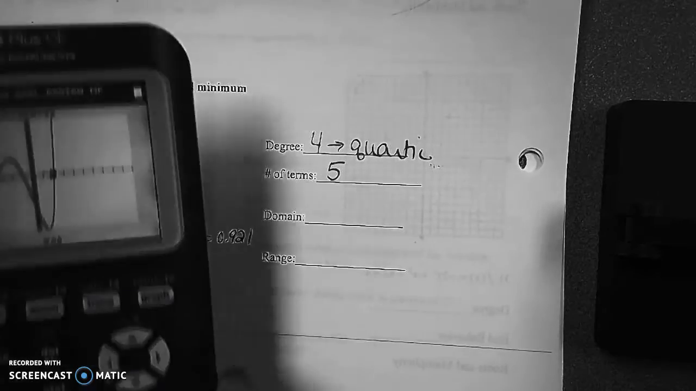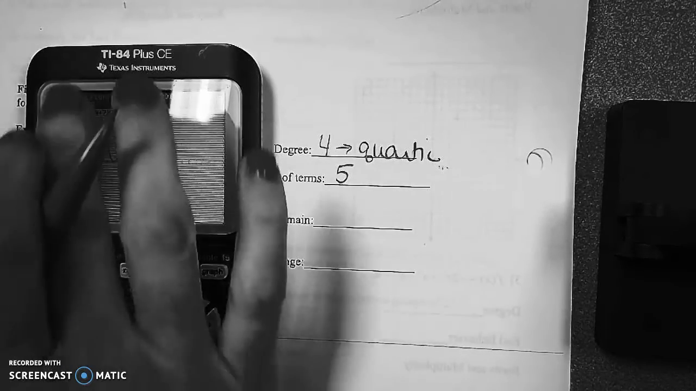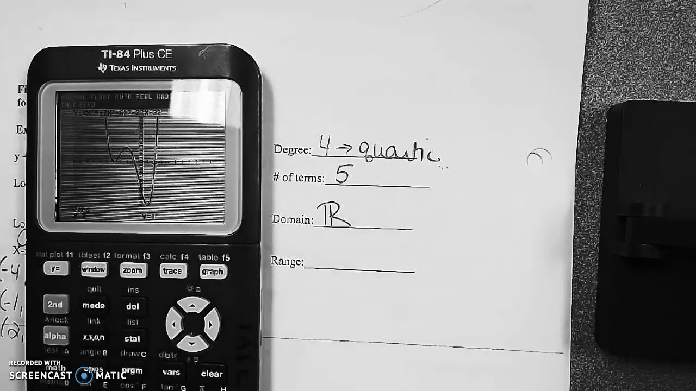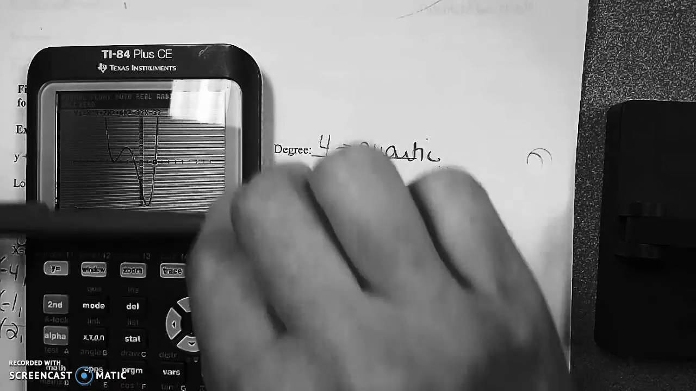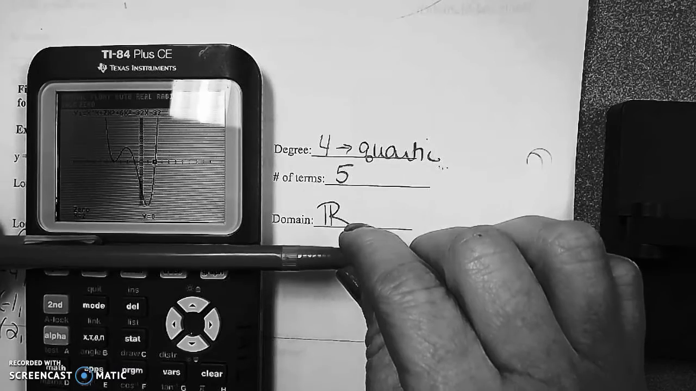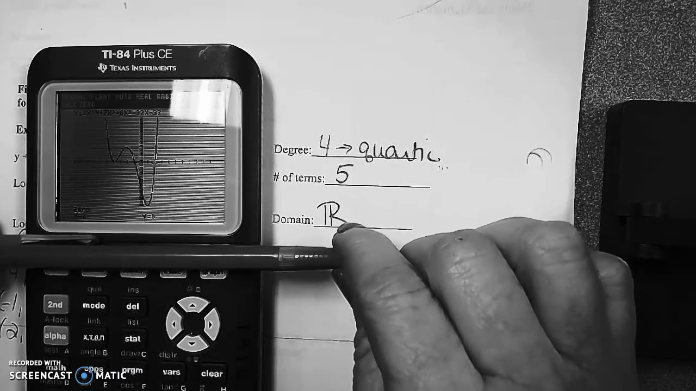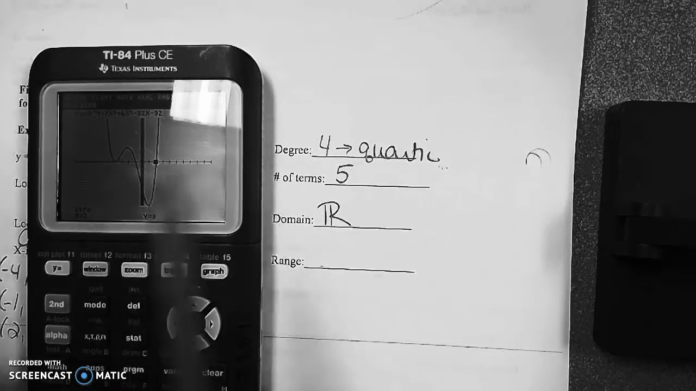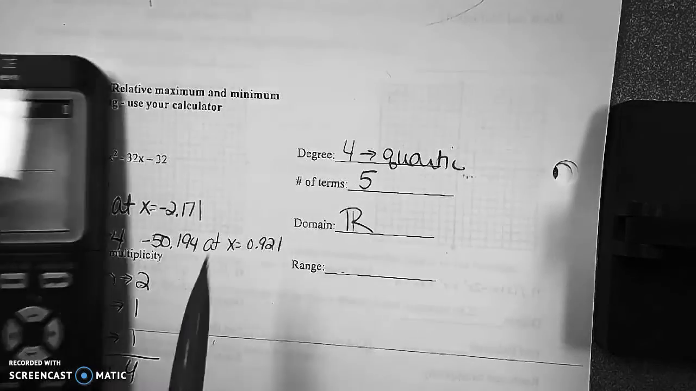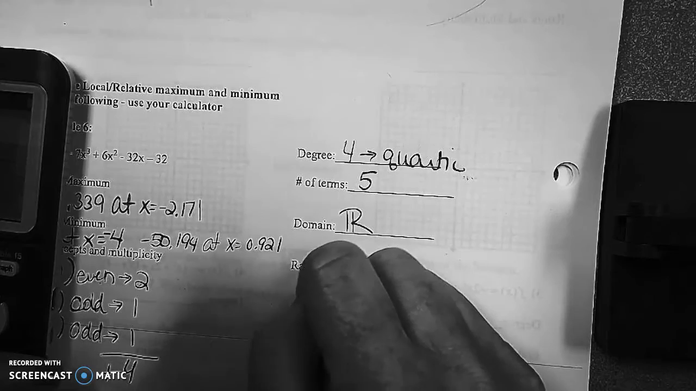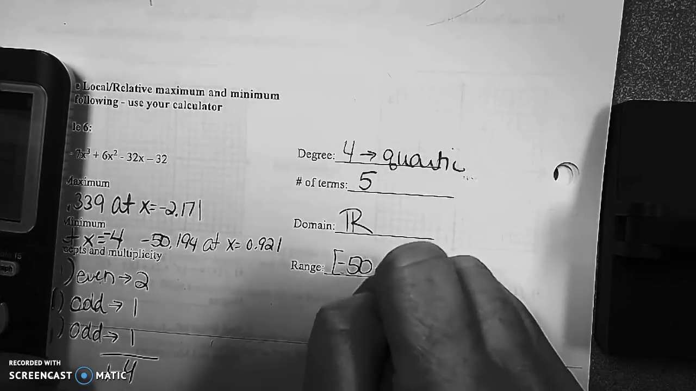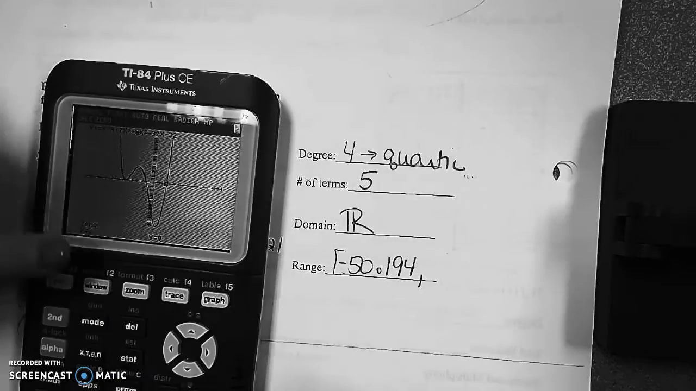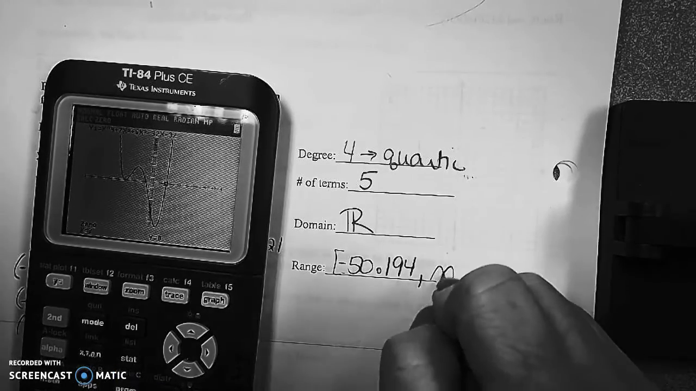All right, what would your domain be? Well, if you remember the definition of a polynomial, you can draw it without lifting your pencil. And the domain here is all real. Range, you always go down to up. So if I think about my pencil, does my graph exist here? No. The lowest y value we have is the y value of this local minimum, which we found to be negative 50.9194, and if you look, it's continuing to go up and up and up to infinity.